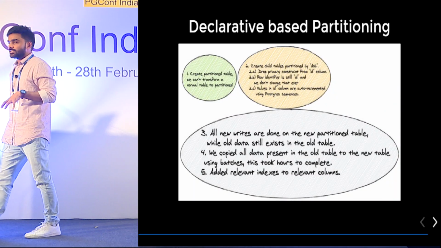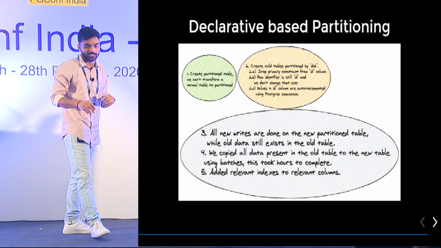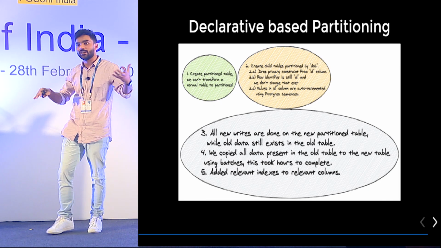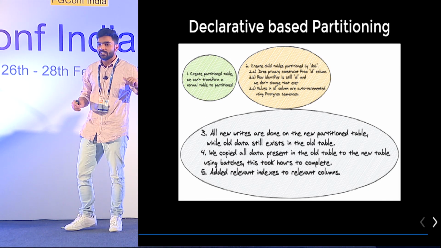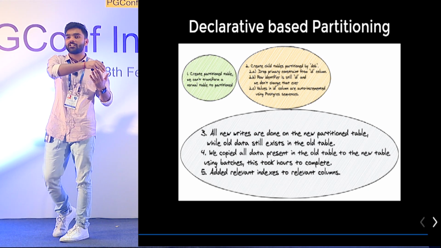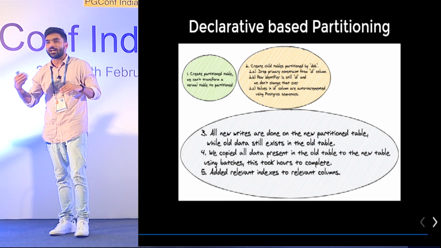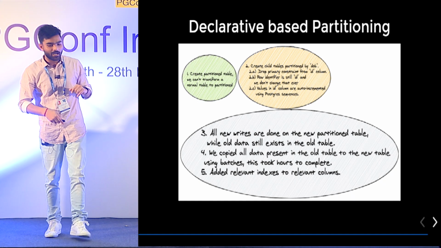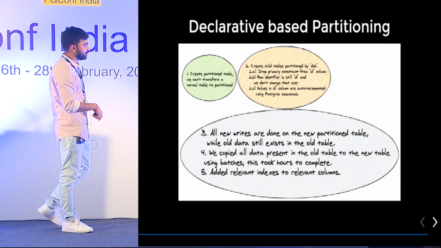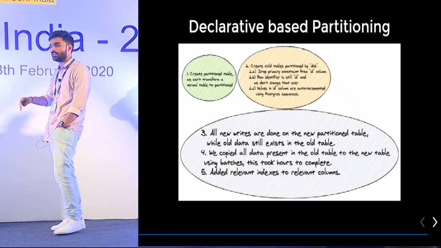What we did in our application is now all the new writes that are coming in are being done on the new partition table. The old data still exists in the old partition table. The second step we did was we copied all the data that is there in my old partition table into my new partition table using batches, and obviously it took hours and days to complete. We added relevant index to relevant column. So this is how we implemented declarative-based partitioning in our application.